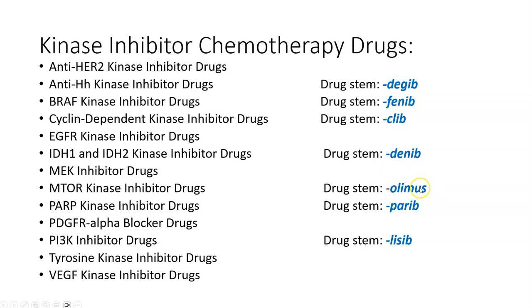Now, -olimus is a little different. We use some of these in treating other things like autoimmune disorders. So tacrolimus could be used in treating rheumatoid arthritis or psoriasis. This is a big bite. We're not going into a lot of detail here. These are very specific. I'm kind of focusing more on the more common, more generalized type of chemo drugs. So we're going to move on.